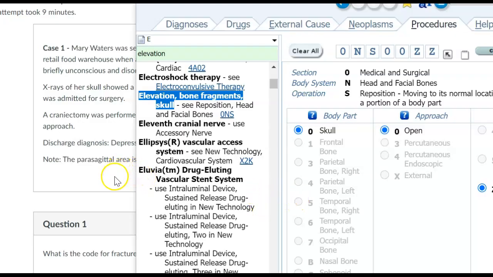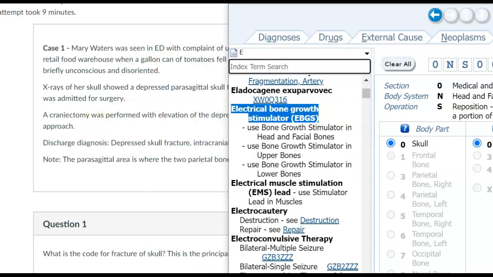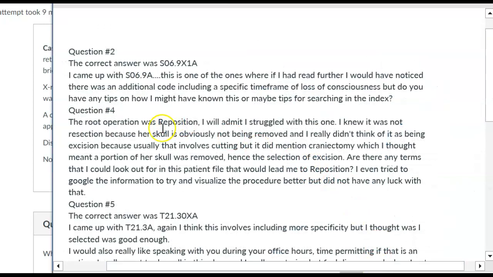Okay, let's move on to your last question. Let's look at what you stated. Okay, the root operation was reposition. You said you struggled with it. You knew that it wasn't resection. They did actually take some of the bone out, but keep that in mind. The bigger procedure here is they're doing the elevation. Okay. So let's go to that.